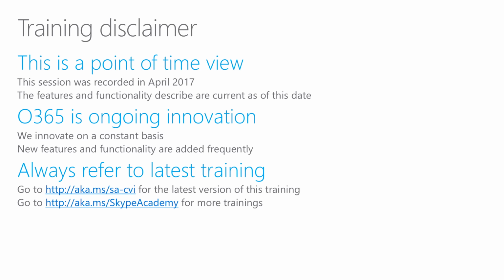So please note that this is a point in time view. We've recorded the session in April 2017, and the features and functionality we described are accurate as of this date. Note that Office 365 is going through ongoing innovation, and both Microsoft as well as Polycom will iterate on what we have, and we'll keep adding features, and we will be making the solution even better. So we innovate on a constant basis, and new features and functionality are added frequently.